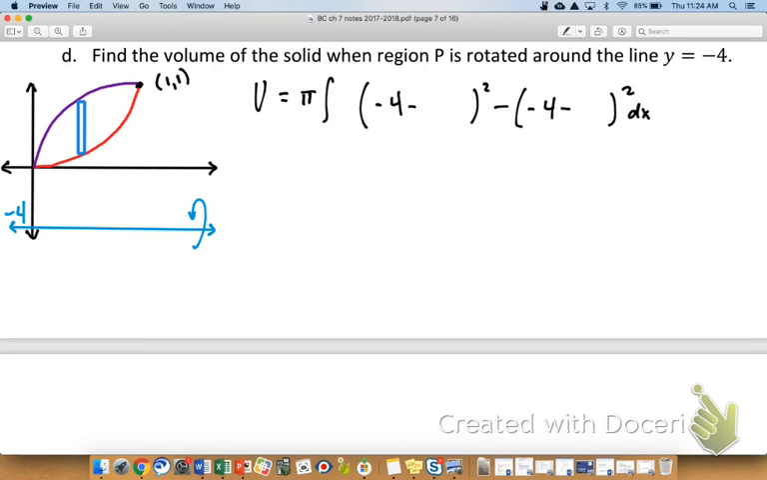Limits of integration. Am I going to be accumulating from left to right or bottom to top? Left to right, because of those vertical representative rectangles. So I'm going to accumulate from x equals 0 to x equals 1. And now I just have to decide what is the appropriate expression to complete my radii.